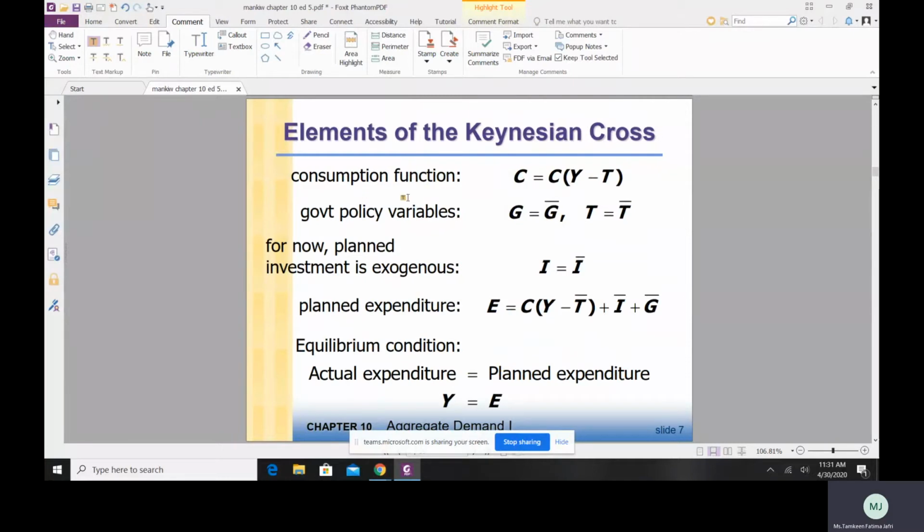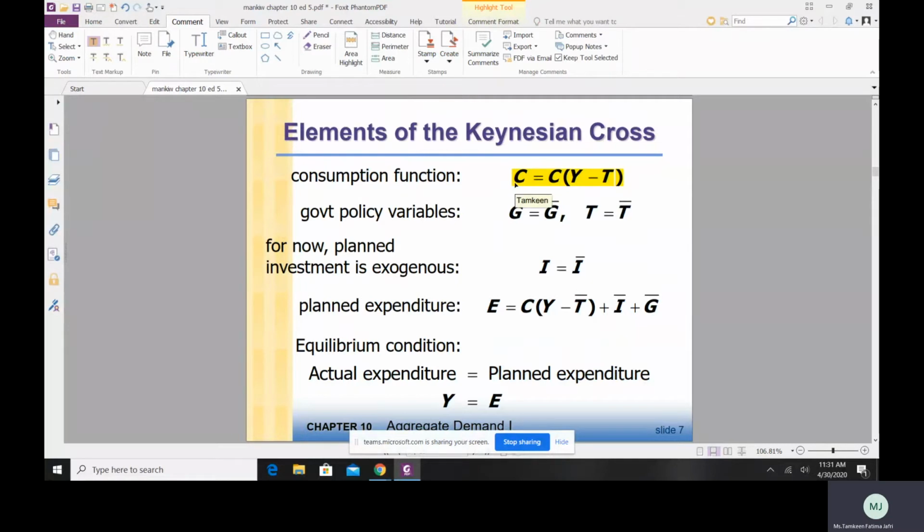So if you remember, consumption depends upon your disposable income. So I'm saying here that C is a function of disposable income. Okay. So the relationship between disposable income and C is positive. You know that if disposable income increases, consumption is going to increase. So if disposable income increases by $1, consumption is also going to increase. But mind you, consumption is going to increase by less than $1.